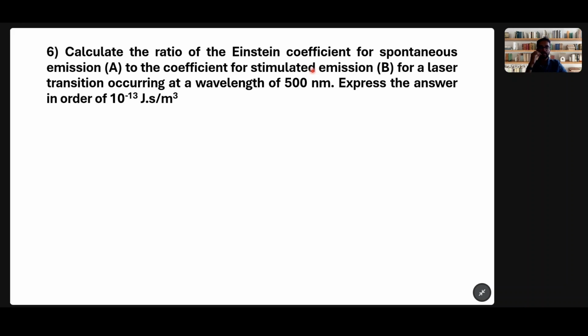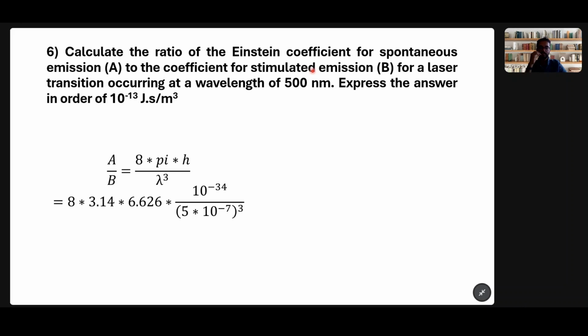So we already know that the ratio of A to B is given by this formula, which is 8 into pi into h by lambda cube, where lambda is the wavelength and h is Planck's constant, which is 6.6246 into 10 power minus 34. So just substitute all your values in this formula: Planck's constant 6.626 into 10 power minus 34, and your wavelength is 500 nanometer, which is basically 500 into 10 power minus 9 or 5 into 10 power minus 7, the whole cube.